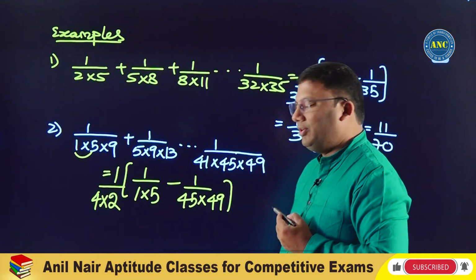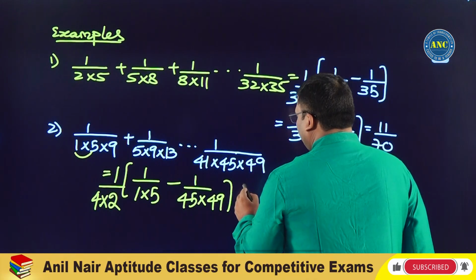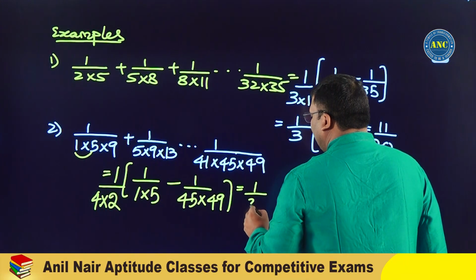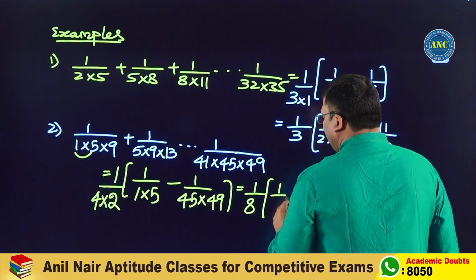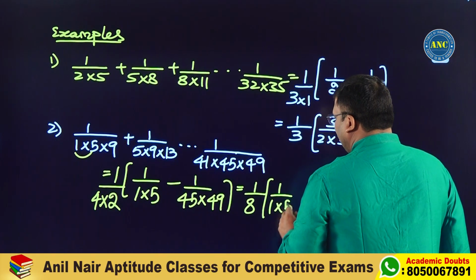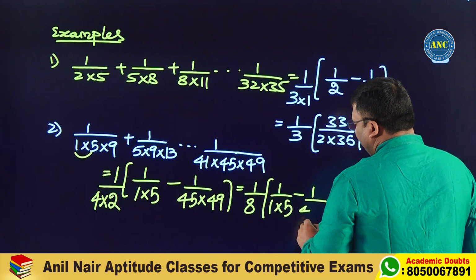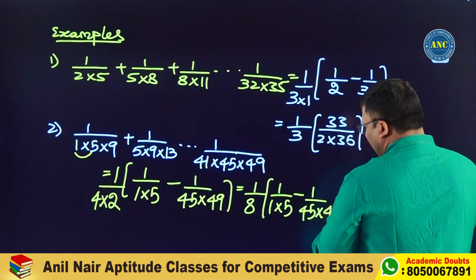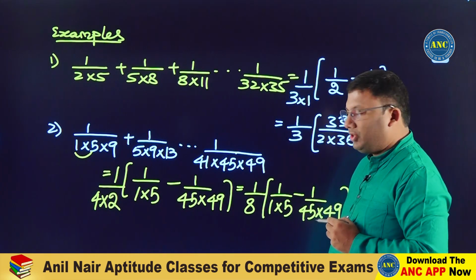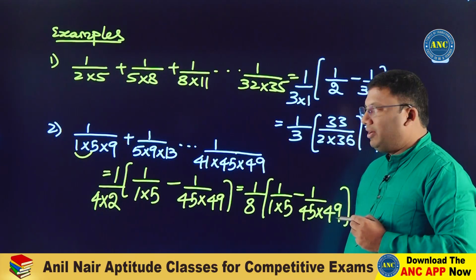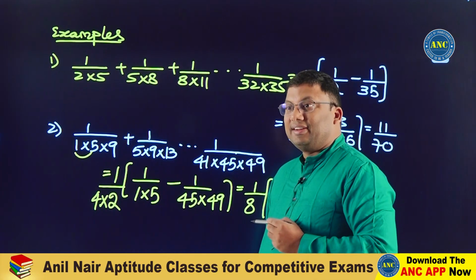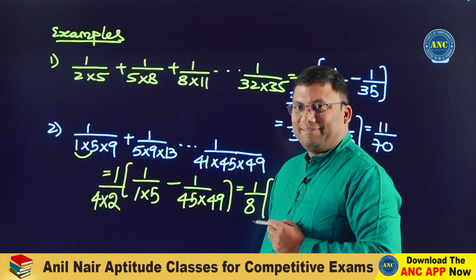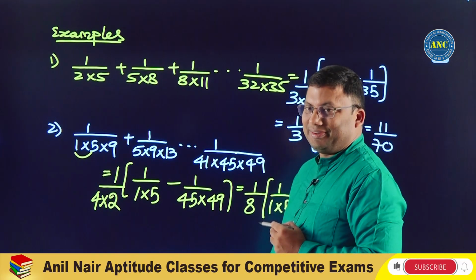3 numerical values are becoming 2. So it is 1 by 8 into 1 by 1 into 5 minus 1 by 45 into 14. 1 by 8 into 1 by 1 into 5 minus 1 by 45 into 49. Second one clear? Third, exam question. Please write down.